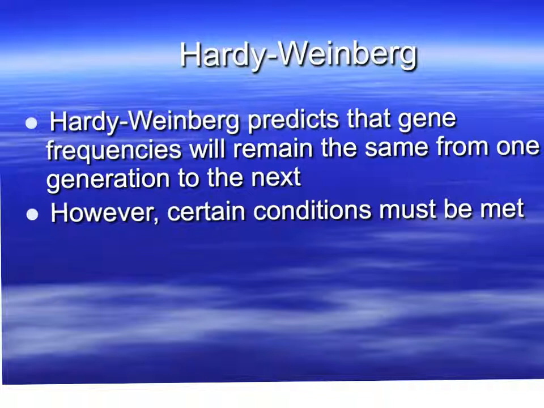Now, the Hardy-Weinberg Principle predicts that gene frequencies will remain the same from one generation to the next only if certain conditions are met. And these include that the organism must be diploid, that only sexual reproduction occurs, that the generations are not overlapping, mating is random, population size is infinitely large, the allele frequencies are equal in the sexes, and there's no migration, mutation, or selection. Any violations of the Hardy-Weinberg assumption cause a deviation from the expectations.